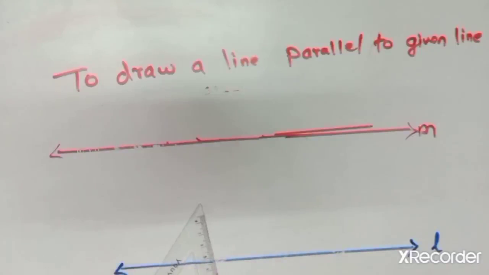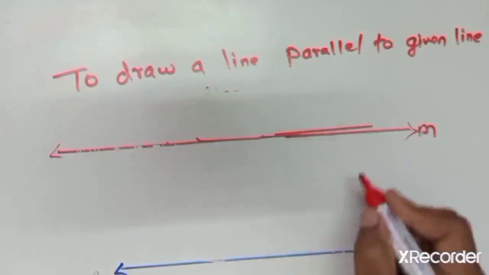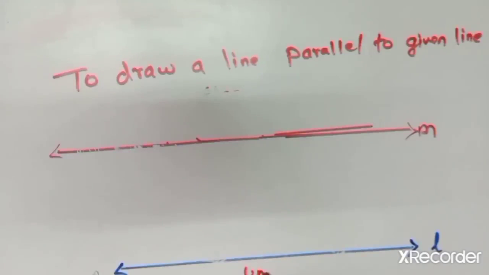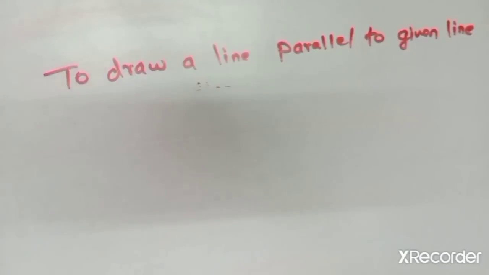So here you can show that line L is parallel to line M. So by making use of set square, in this way you can show. Okay. Now next, one more method is also there. Let us use another method.